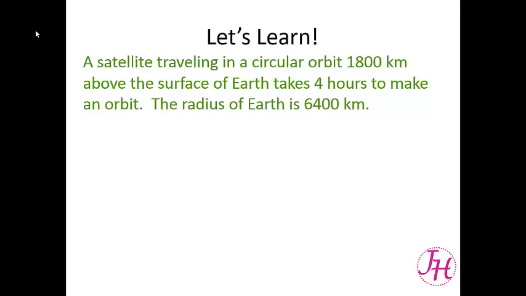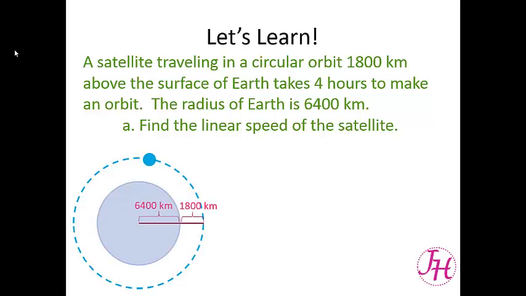And so again, we got 168 pi over 5 centimeters per second. A satellite traveling in a circular orbit 1,800 kilometers above the surface of Earth takes 4 hours to make an orbit. The radius of Earth is 6,400 kilometers. Find the linear speed of the satellite.